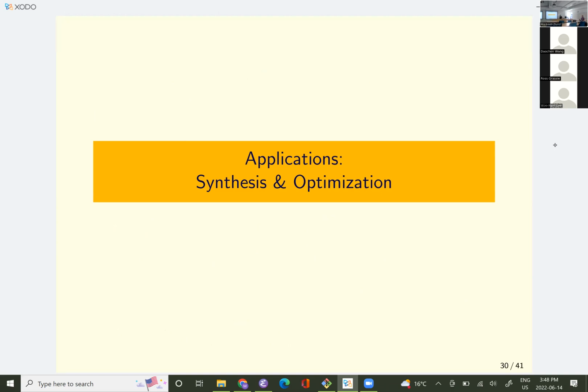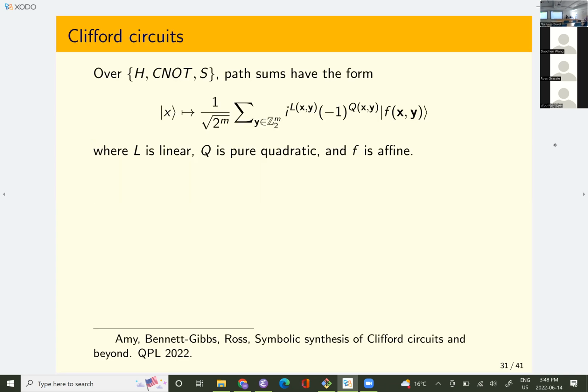Okay. So the last thing I'm going to talk about, because it's something that I've been working on recently with my collaborators, Owen Bennett Gibbs and Julian Ross, is applications to synthesis of quantum circuits and optimization. We're presenting this at QPL later this month. So over Clifford circuits, path sums have this particular form, and this is a well-known form, actually. It's been known for years and years. It's called the affine form, or some people use different terminology for it. But basically, a circuit over H, CZ, and S maps classical state x to this particular sum, where the phase is given by i raised to the linear polynomial and -1 raised to the quadratic polynomial.